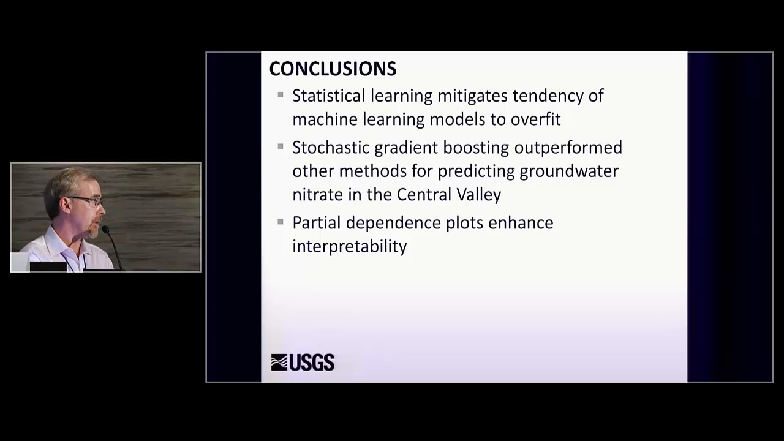Concluding, statistical learning mitigates the tendency of machine learning methods to overfit the data. The boosted methods, stochastic gradient boosting is the formal name of that method, outperformed the other methods for predicting groundwater nitrate for this data set for Central Valley. And the partial dependence plots enhanced the interpretability of the results.